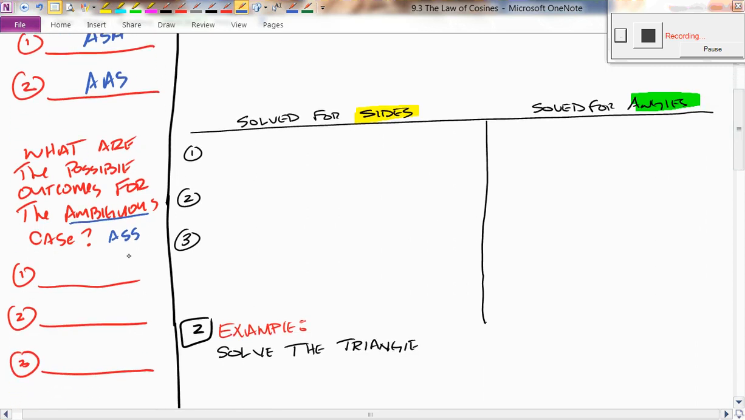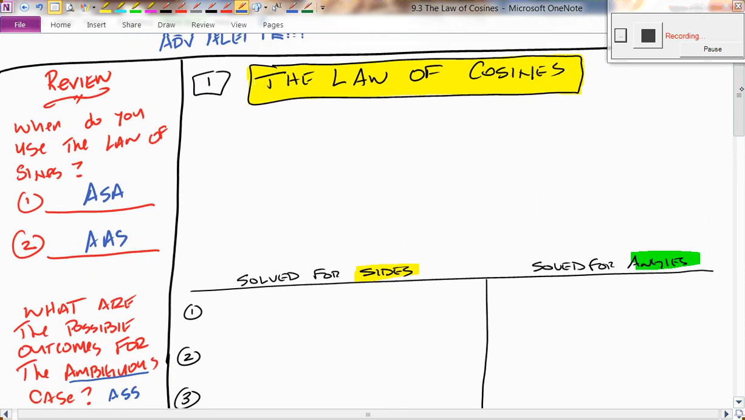All right, what are the three possible outcomes when you're dealing with the ambiguous case? Three things could happen. Give me one of them. You could have no triangle that exists, right? Give me another one. You have one triangle that exists, or you can have two triangles that exist, and this one is the bummer. That's the one that takes more work, right? We don't like that one, but it can happen. All right, so that's when you use the law of sines.